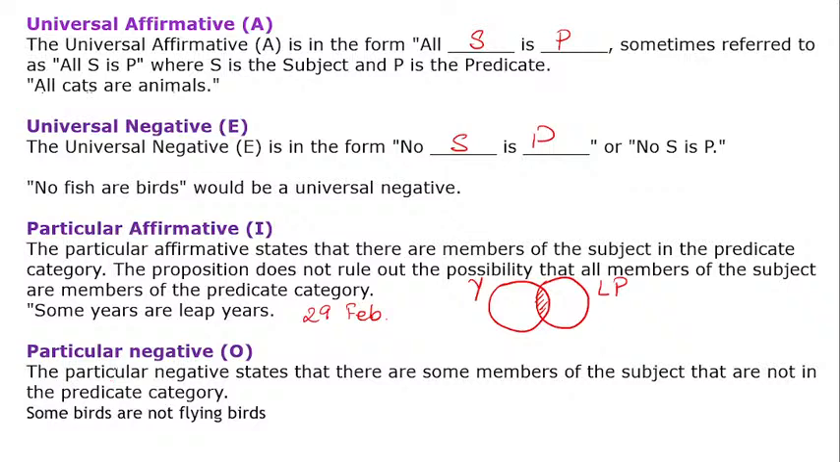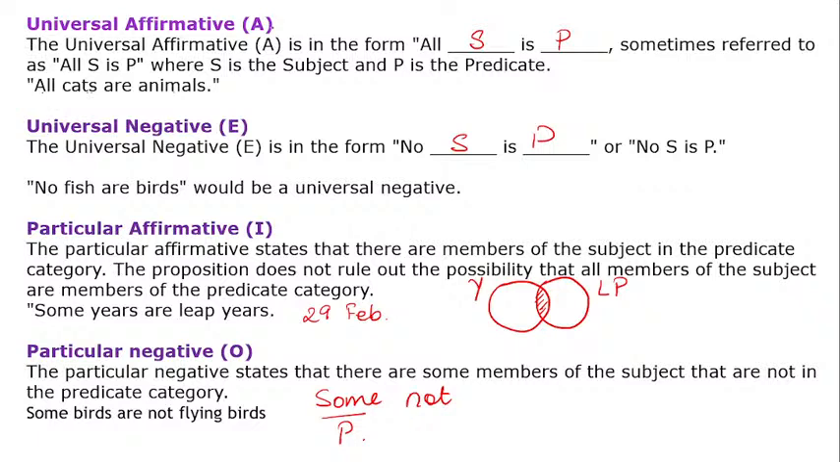Then we have particular negative. Particular negative states that there are some members of the subject that are not in the predicate category. Like "Some birds are not flying birds." So now everyone knows, right? Can you see an ostrich fly, or can you see penguins fly, or kiwi or kite fly? There are many birds which don't fly, right? So "Some birds are not flying birds" is an example of particular negative. If you see the word some, it means it is coming in the particular category, and if it contains not, it means it is a particular negative category.